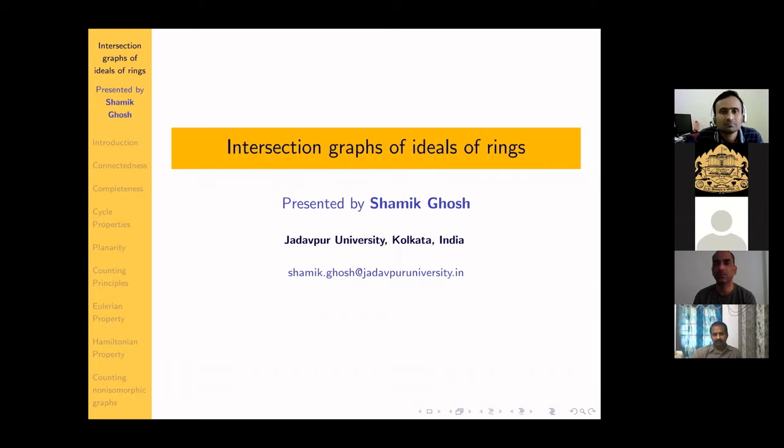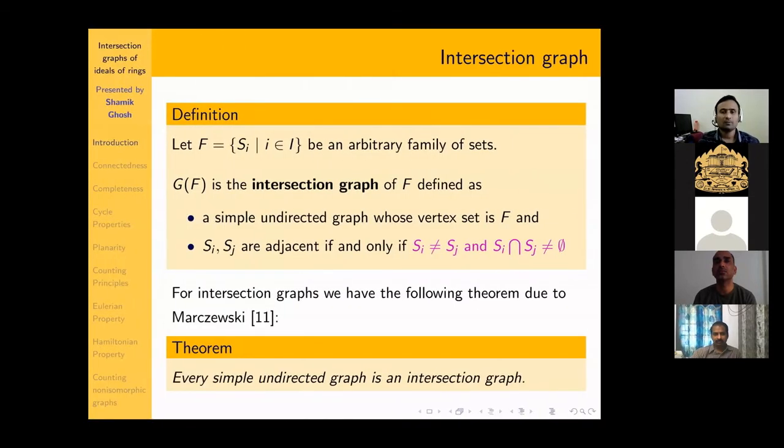Now, the motivation for studying these intersection graphs of ideals of rings, the story starts like this.